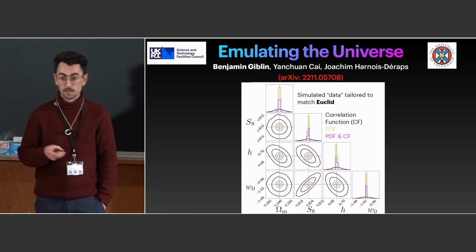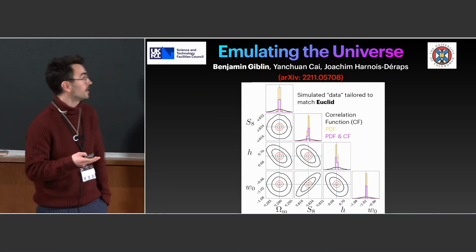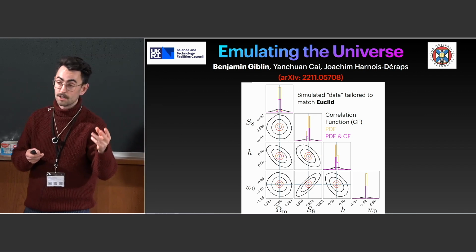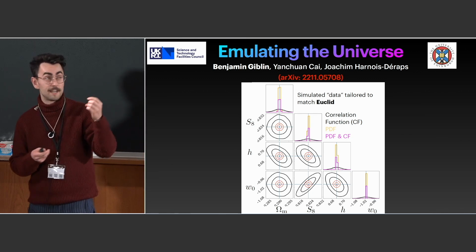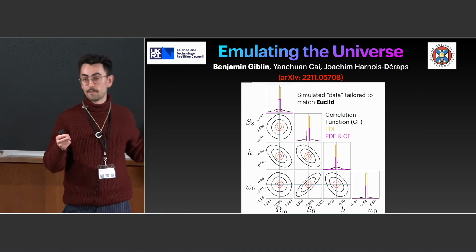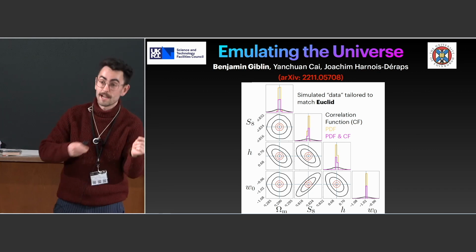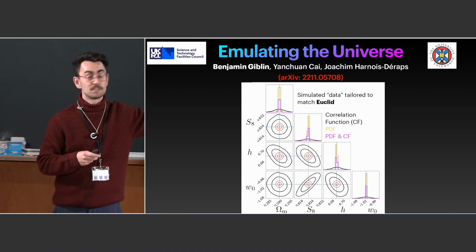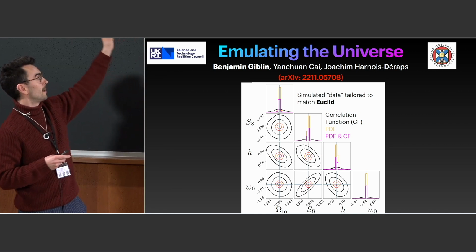So these are the constraints for some simulated data tailored to match the specifications expected of Euclid. These are the constraints on omega m, S8, and w0. In black, you have the constraints from the standard approach, the correlation function. And then in orange, you have the constraints from this new statistic, which is the PDF of these density maps. Also shown in dashed pink is the combination of the correlation function and the PDF, and that's identical to the orange contour, which tells you the PDF has absolutely all of the information that's in the correlation function and more.